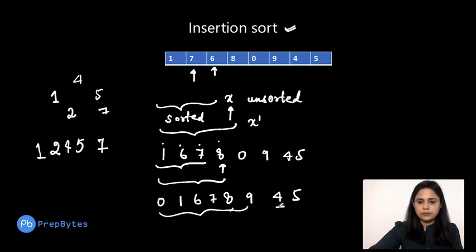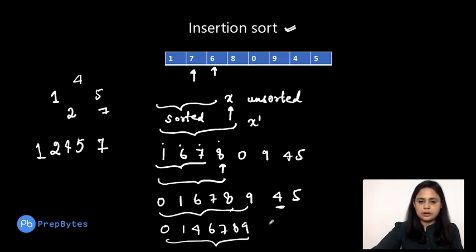Now I have to find where I can put 4. So what I'll do is that I'll again start from here, here, here, here. So I can see that I can put 4 between these two numbers. So I'll put 0 1 4 6 7 8 9. So now this part of my array is sorted.